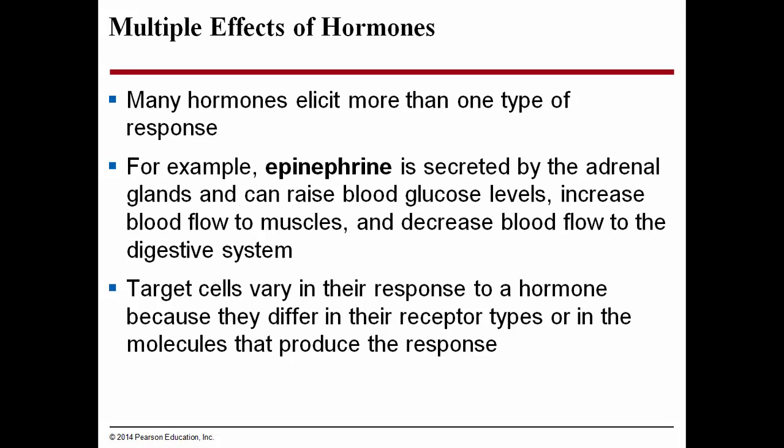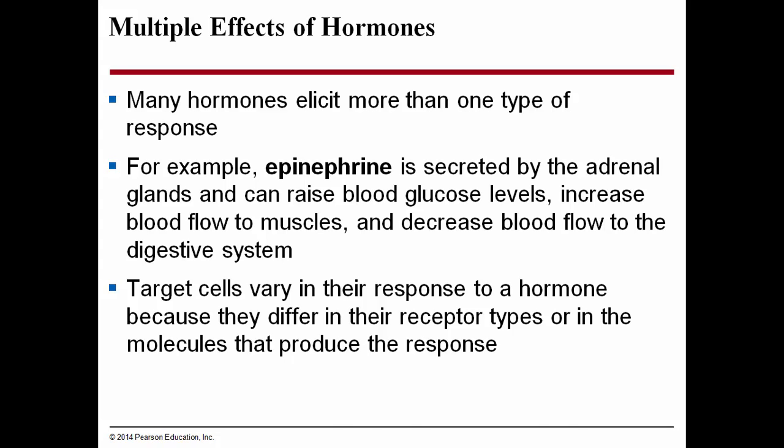Many hormones elicit more than one type of response. For example, epinephrine is secreted by the adrenal glands. It can raise blood glucose levels, increase blood flow to the muscles, and decrease blood flow to the digestive system. Target cells vary in their response to a hormone because they differ in their receptor types or in the molecules that produce the response.